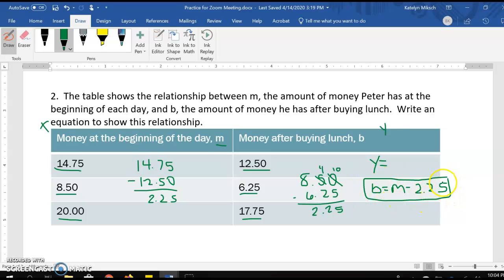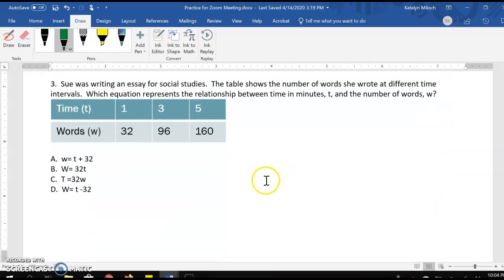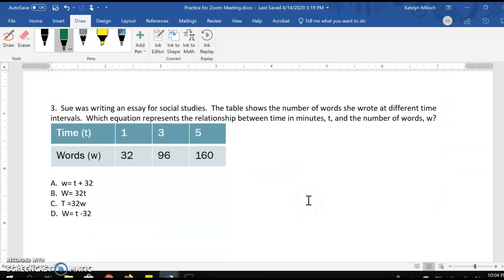Now on your quiz, if you haven't taken it, it is going to be multiple choice, so that should help you. Okay, let's move on to number 3. And at any point, you can pause this and try these problems on your own. In fact, that's what I would suggest that you do.